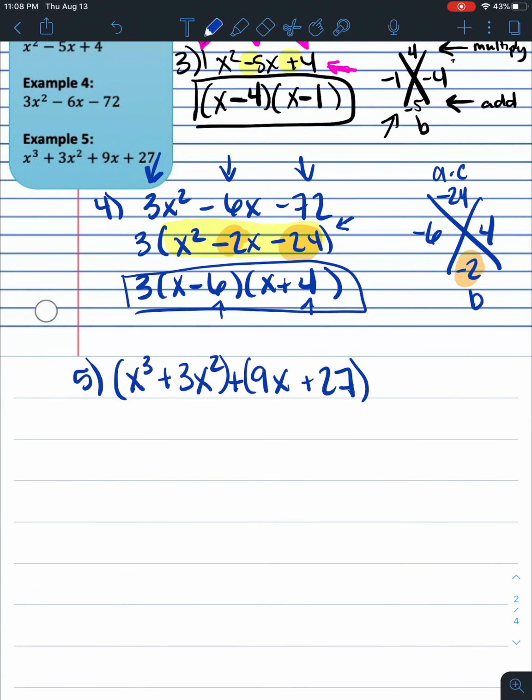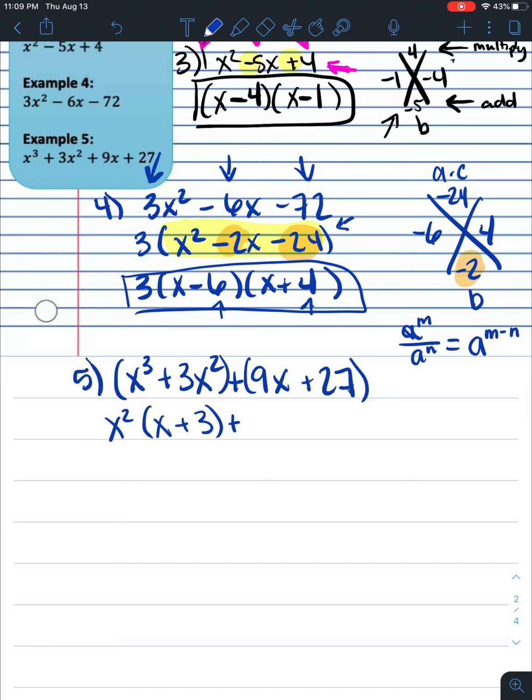So what can I factor out of this first binomial? Well, I've got an x squared in common, so I'm going to go ahead and take that out. If I divide x cubed by x squared, we have a rule that tells us if we are dividing variables, then we end up subtracting their exponents, okay? So if we divide x cubed by x squared, I'm left with 1x plus 3. I'm dividing 3x squared by x squared, I'm just left with 3.